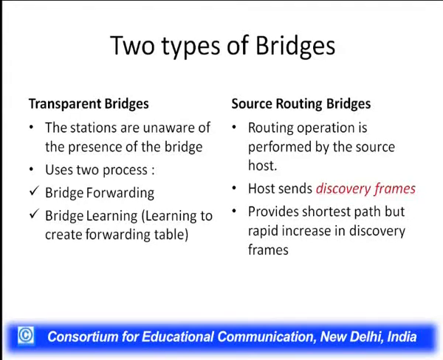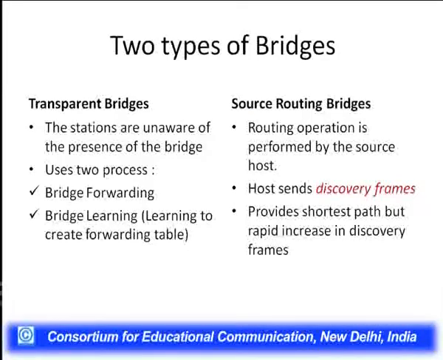In the case of learning to create a forwarding table, initially when the bridge is connected, the forwarding table is blank. After that, when packets are sent, the bridge starts building up its forwarding table, so that in the future when any more packets come, it can refer to this forwarding table and forward the packets based on it.